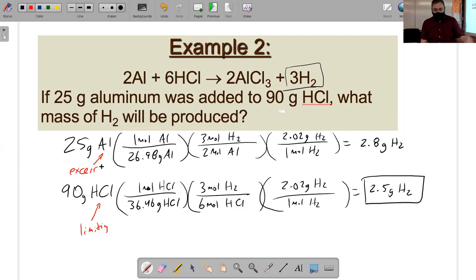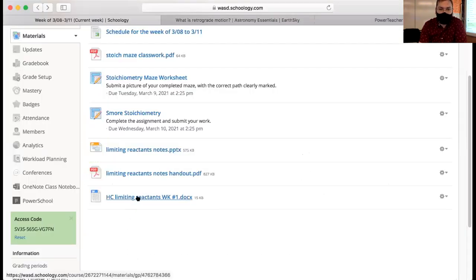So there's a couple to practice there. One is to make up a thing about relating relative quantities to manufacture something or cook something or whatever. And then on the back, there's another one calculating relative quantities. If you're remote, it's this last thing. It says HC Honest Chemistry Limiting Reactants Worksheet 1.